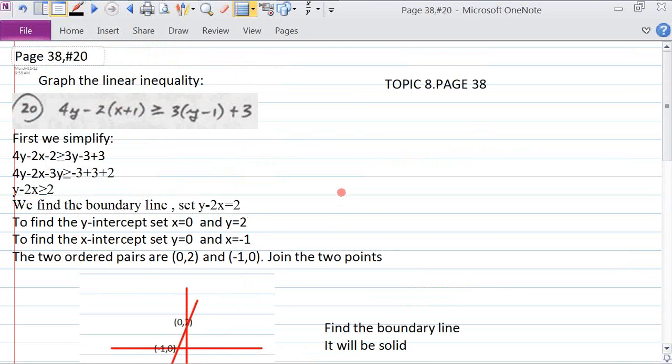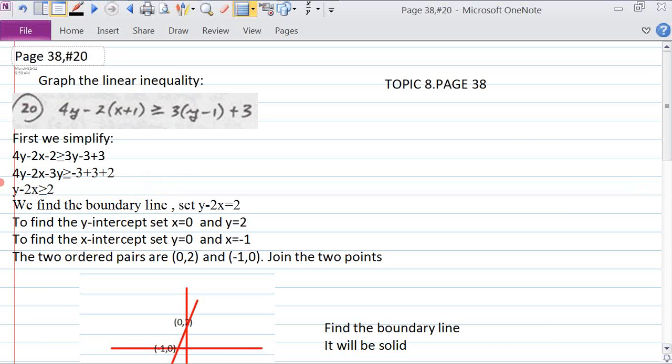Finally, number 20, we're asked to graph the linear inequality 4y minus 2 bracket x plus 1 greater than or equal to 3y minus 1 plus 3. So the first thing we have to do is simplify this. We have so many terms, several terms in y, and then several places where we have numbers. Let's simplify it so we have a y term, an x term, and a number.